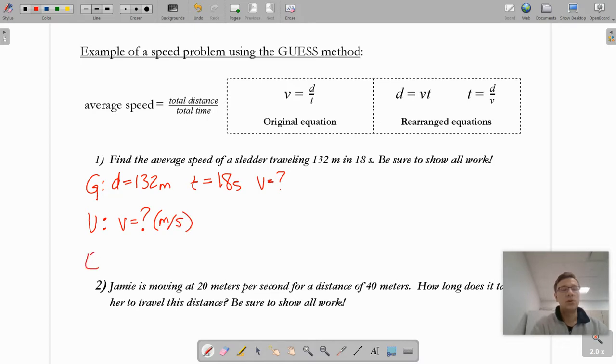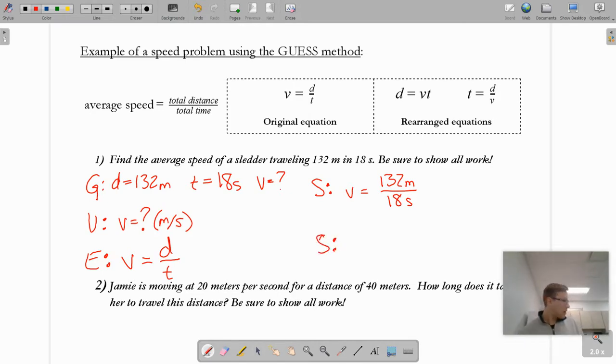The equation now, since I'm solving for V, or speed, I can go ahead and leave the equation as is. V is equal to D over T, or speed is equal to distance over time. Now for the substitute step, I'm actually going to plug the numbers in here. So 132 meters divided by 18 seconds. Okay, and then we go ahead and we solve.